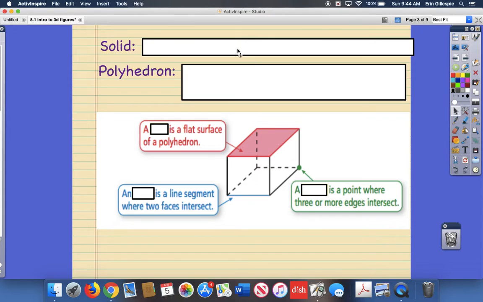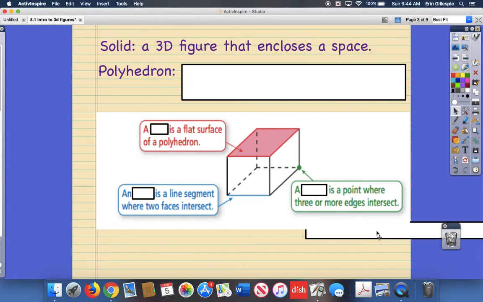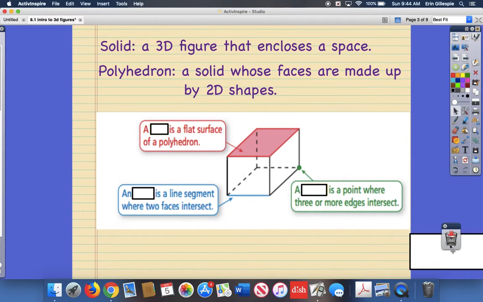Sorry, guys. So a solid is just a 3D figure that encloses a space. Basically a 3D shape that you're thinking of, but it's closed. Okay, it's not open in any spot. So like at home, if you had a box that was open, like didn't have a top, then that's not a solid. A polyhedron is just a solid, a 3D shape whose faces are made up of 2D shapes. So that's most 3D shapes that you can envision, all right? So this would be both a solid and a polyhedron down here.